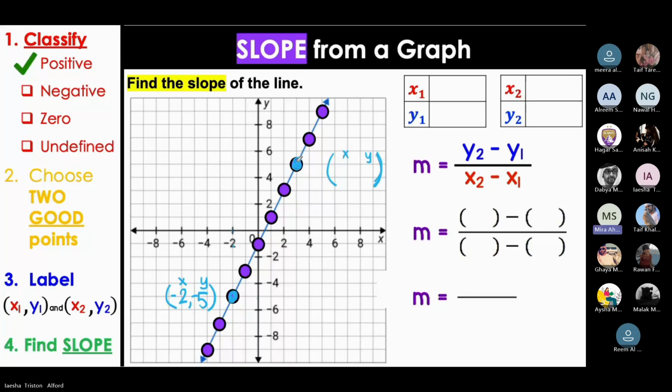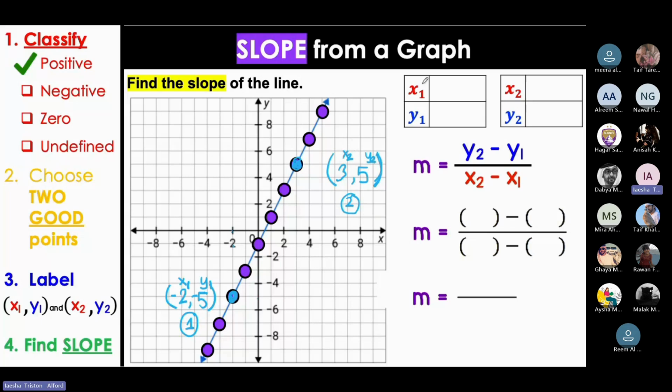Positive 3, x is positive 3 and y is positive 5. So either point, you can call it 1 or 2. If I call this point 1 and I call this point 2, this is x1 and y1. This is x2 and y2.